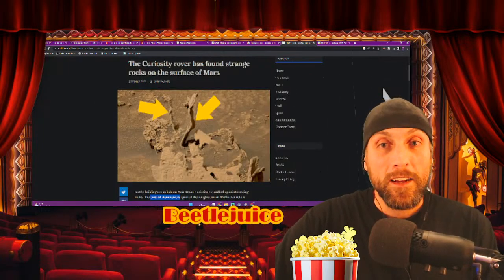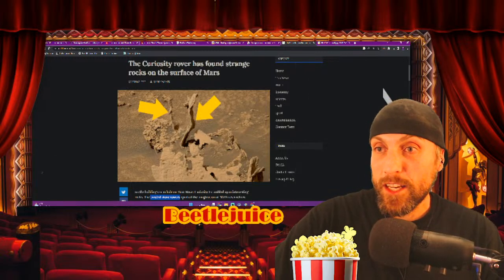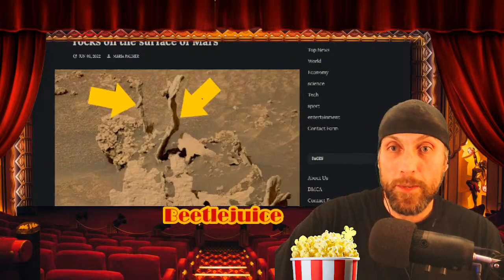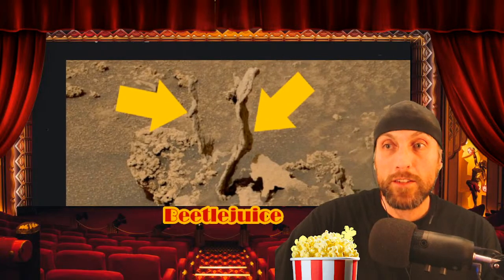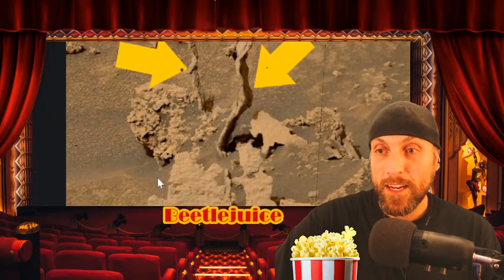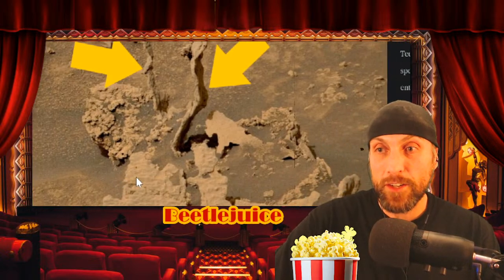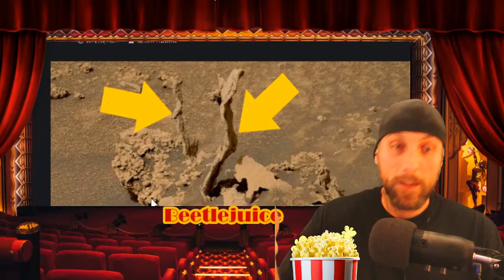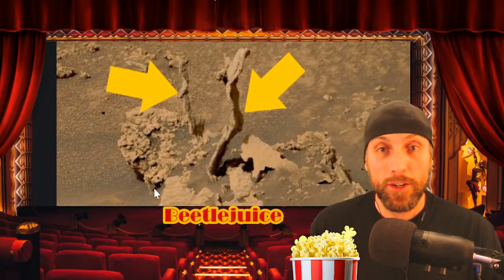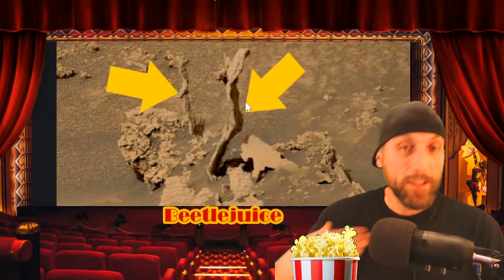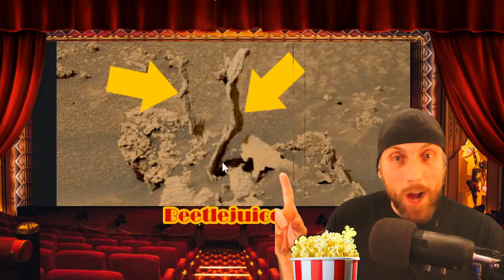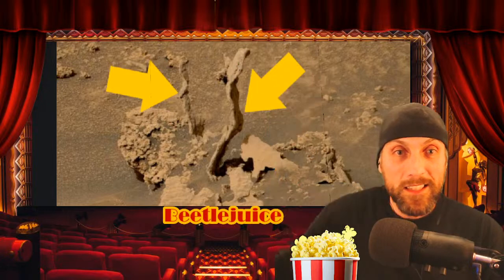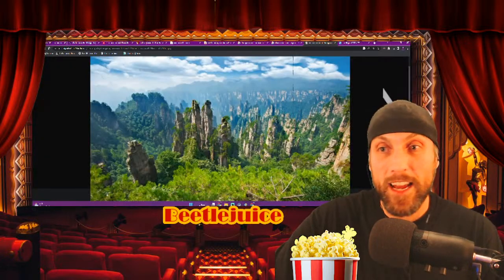Here's one from NASA where it says the Curiosity rover. Let me zoom in on this a bit. The Curiosity rover has found strange rocks on the surface of Mars. And then they show you this. They say that the twisted stone towers sparked the imagination of NASA researchers. So apparently this is a real genuine picture of Mars. I feel like this is probably on Earth somewhere, but regardless, it doesn't matter. Look at these rocks just shooting up into these little strange pillar shapes right into the air and then frozen in place.